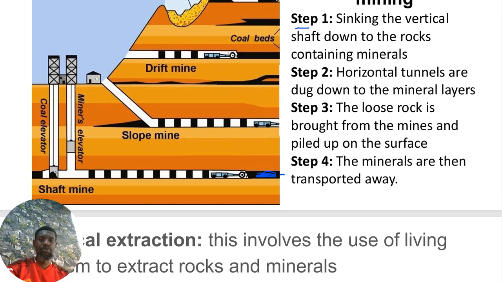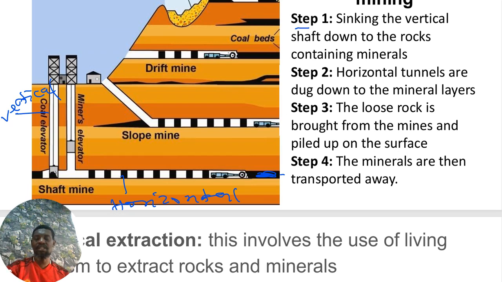After that, step 2 is that a horizontal tunnel, this is the vertical, and now this is the horizontal here, is dug down to the mineral layer. Once that is done, the loose rock is brought to the surface and piled up. You see here is the miner elevator and here is the coal elevator. So this coal elevator helps to take the mineral out to the surface for it to be transported away for use.